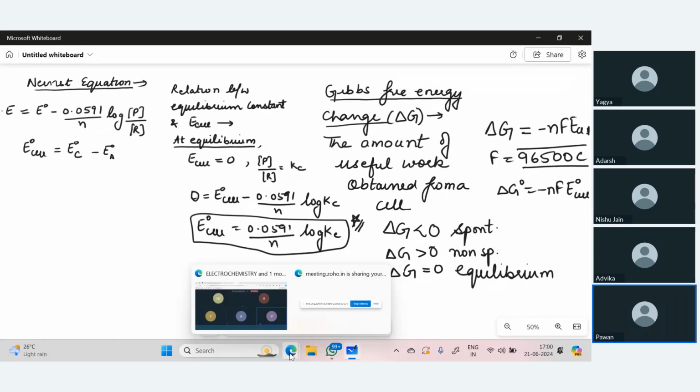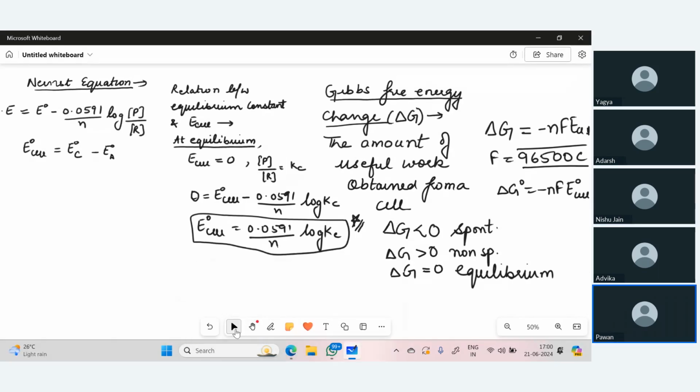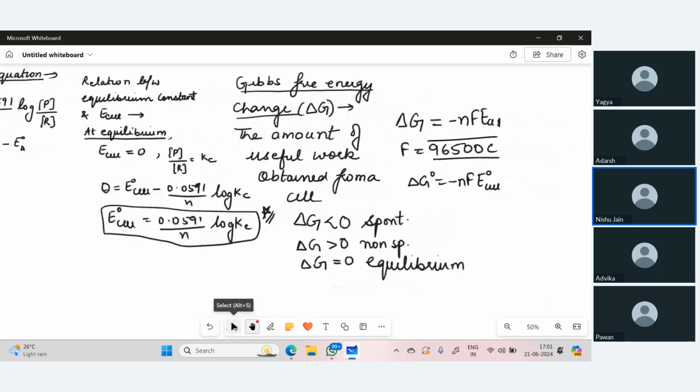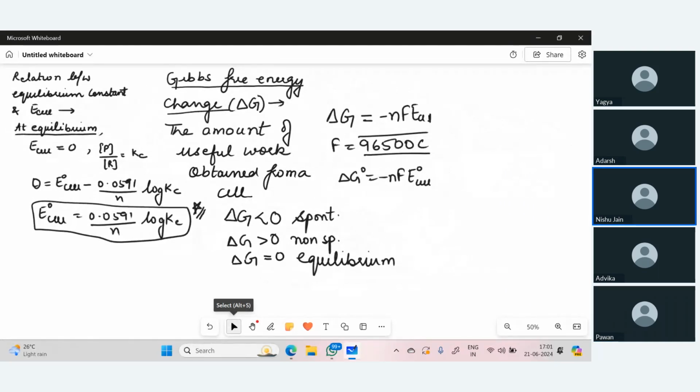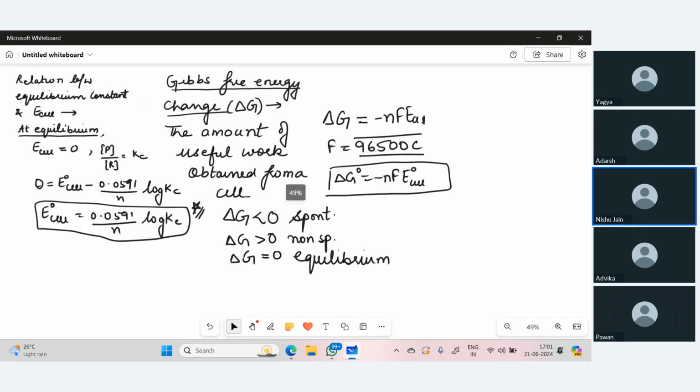Ma'am, are we just revising the previous topics? This we have done last class. Yeah, I was thinking this is the last thing. Now I'm starting the new topic. We have practiced a numerical also based on Gibbs free energy change. Yeah, ma'am. Okay, so delta G is equal to minus nF E cell, or delta G naught is equal to minus nF E naught cell. So that is all we have done last time.